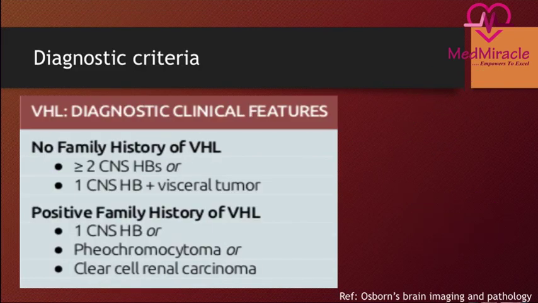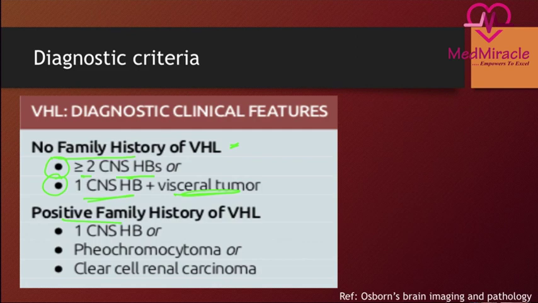Now, what constitutes the diagnostic criteria? When will we label a patient as VHL? So here there are 2 pointers. Is there a family history of VHL? If the answer is no, you need to have either 2 or more CNS hemangioblastomas, that is either in the cerebellum or spinal cord or both, or a retinal feature, or there is one CNS hemangioblastoma in one particular location plus a visceral tumor, as we saw, either a pancreatic tumor, a renal cell carcinoma, or a pheochromocytoma.